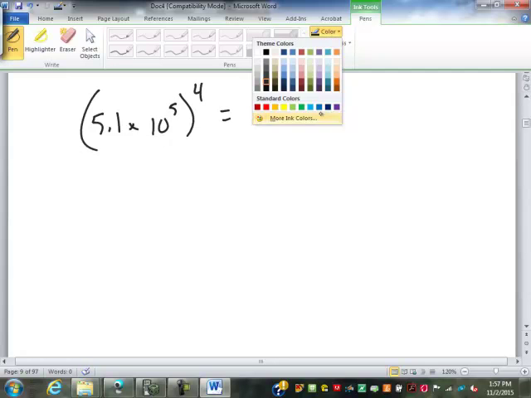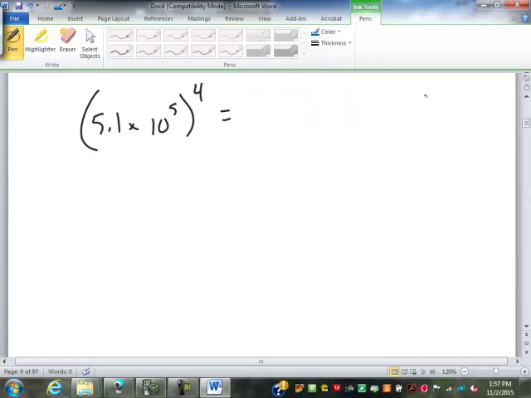How about this one? What's 5.1 to the fourth power? 676.5 times 10 to the 20th. Now, of course, we have to move the decimal point. This will be 6.765. Now, the number got smaller by 2 places, so the power gets larger by 2. So 10 to the 22nd.